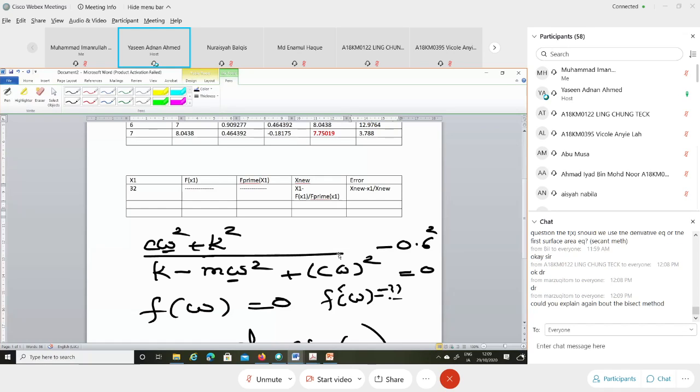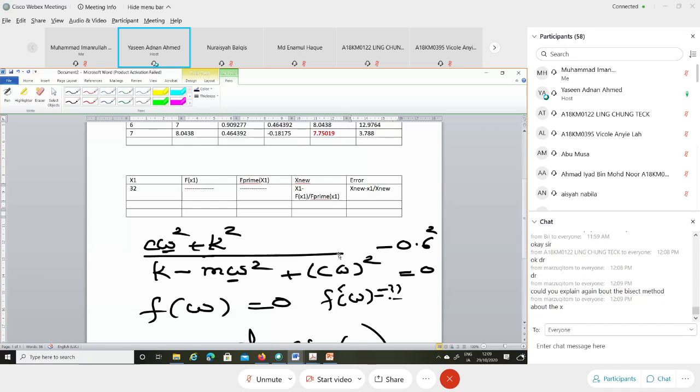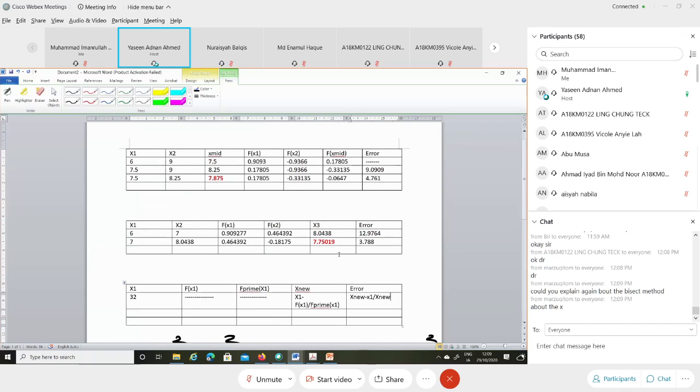Yeah, could you explain again? About bisection. Why did you join late? About the x. Bisection: what does x mean here?